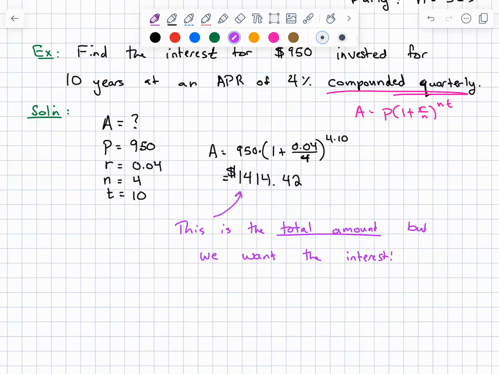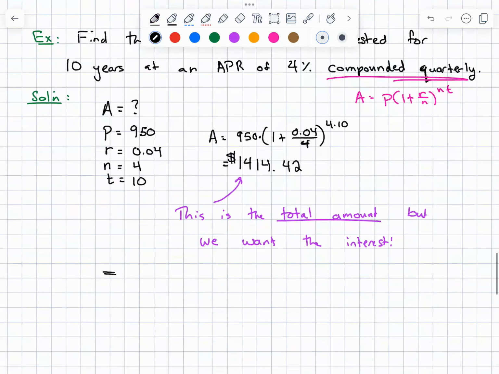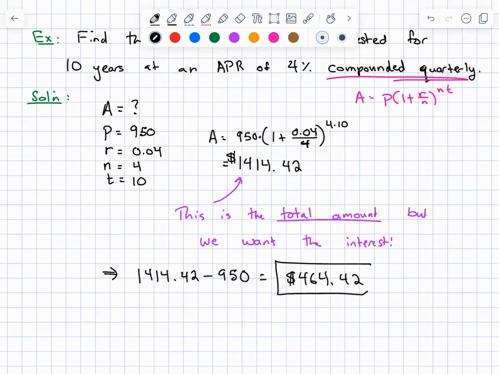Which isn't too terrible to do, though. That's the final amount that's going to be in the account. You just take off what you initially invested. $1,414.42, and you subtract off that $950, and you get $464.42 in interest.